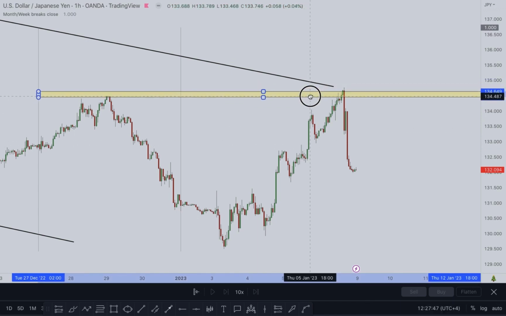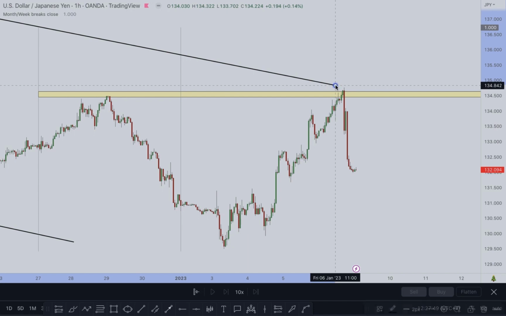Because who drew these lines? I drew it myself. Who drew this? I drew it myself. The market didn't put these lines on the chart. So why am I expecting these lines to be respected, right? These lines are just helping me to identify an area of value.